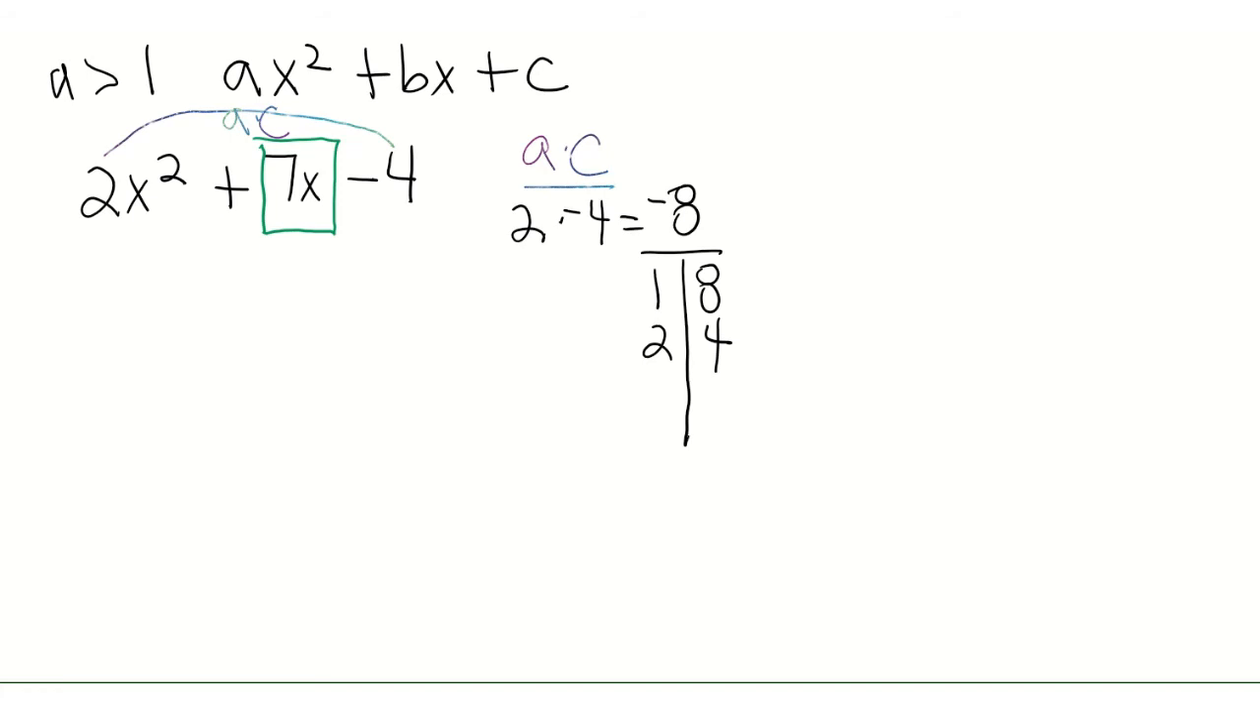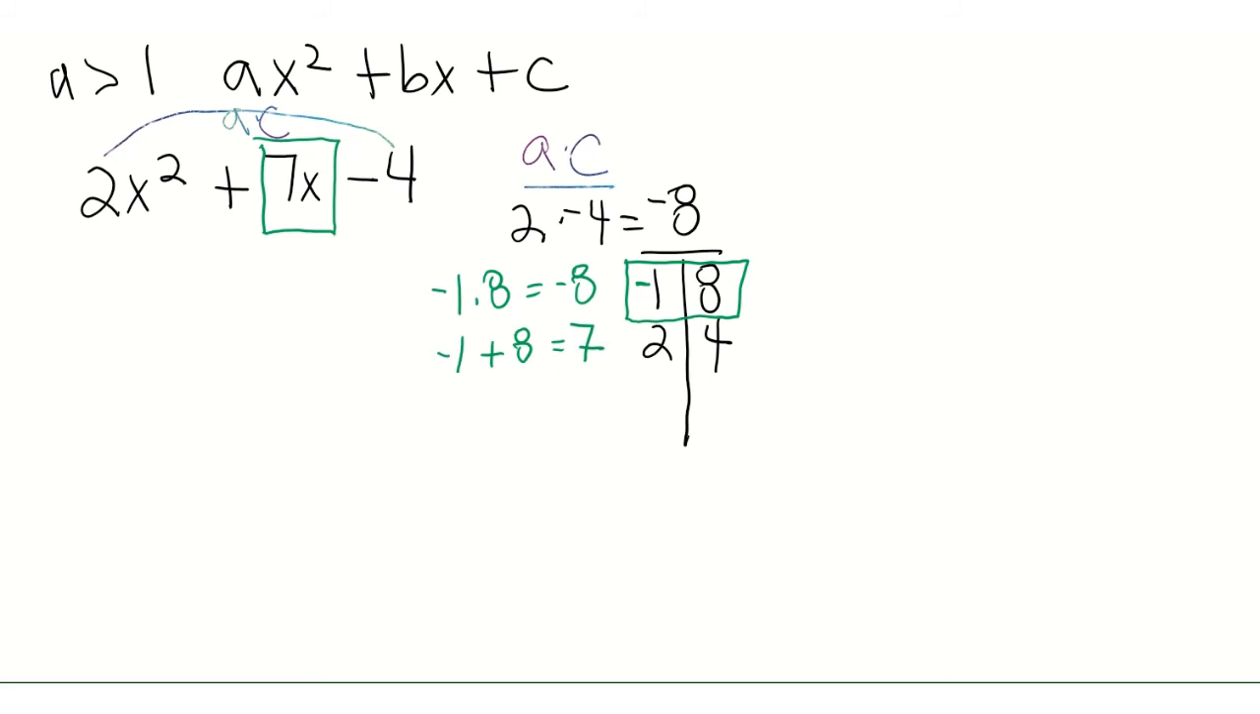So that tells me I can put a minus in front of the 1, and the 8 is going to give me my factors. So minus 1 times 8 equals minus 8. That satisfies the multiplication. Minus 1 plus 8 equals a positive 7. So that tells me I've chosen the correct factors.